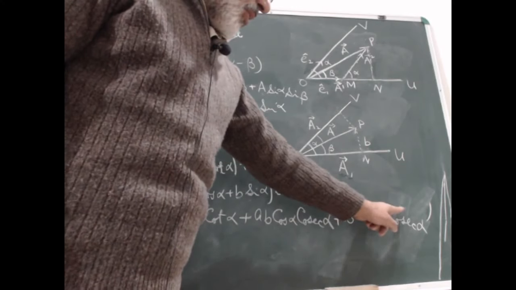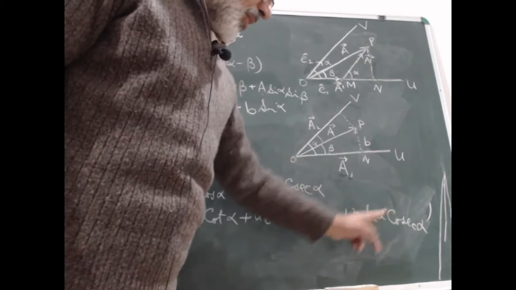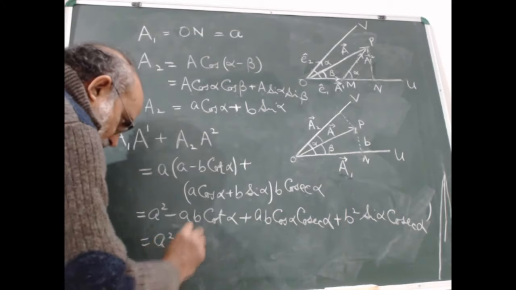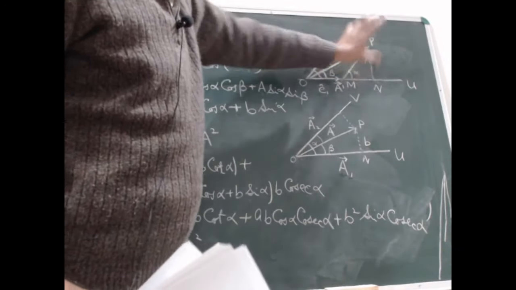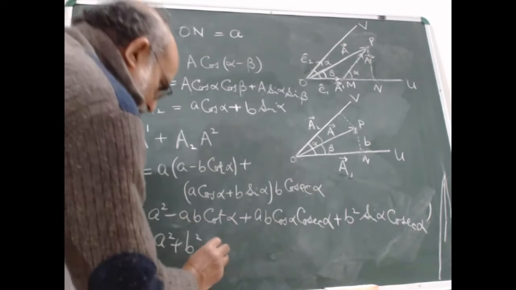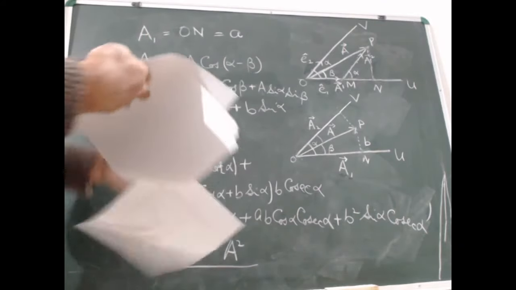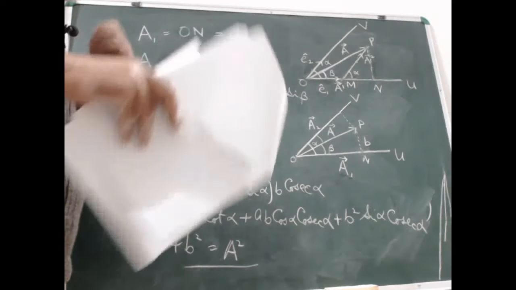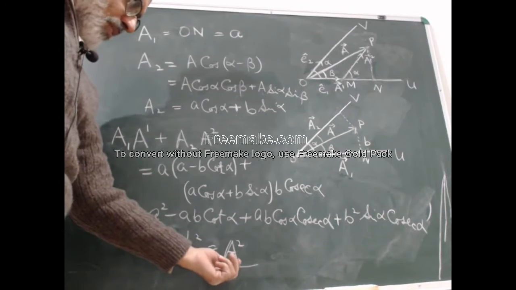Sin alpha and cosec alpha, which is 1 by sin alpha, cancel out. We are left with a square plus b square. A is this length ON, and PN is b. So ON square plus PN square gives you A square. So in general, we have to multiply one component from contravariant and one from covariant to get the magnitude of the actual vector.